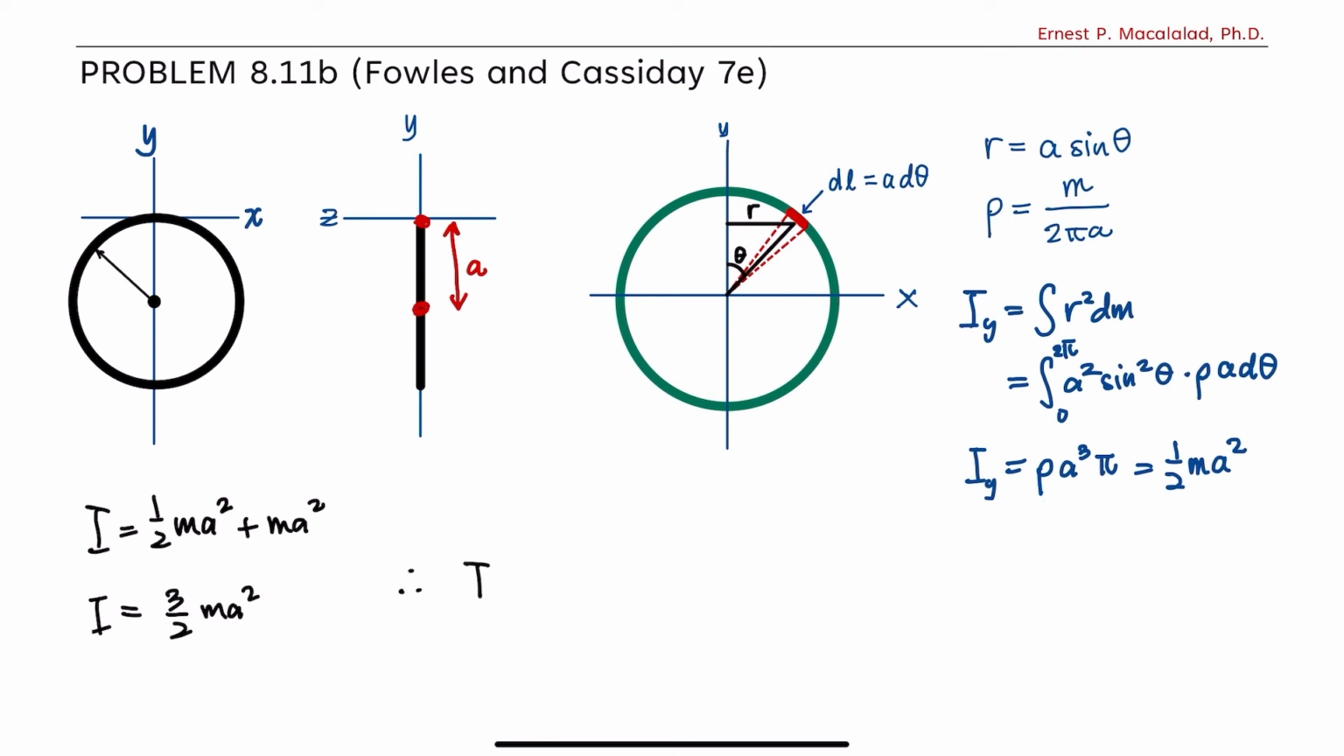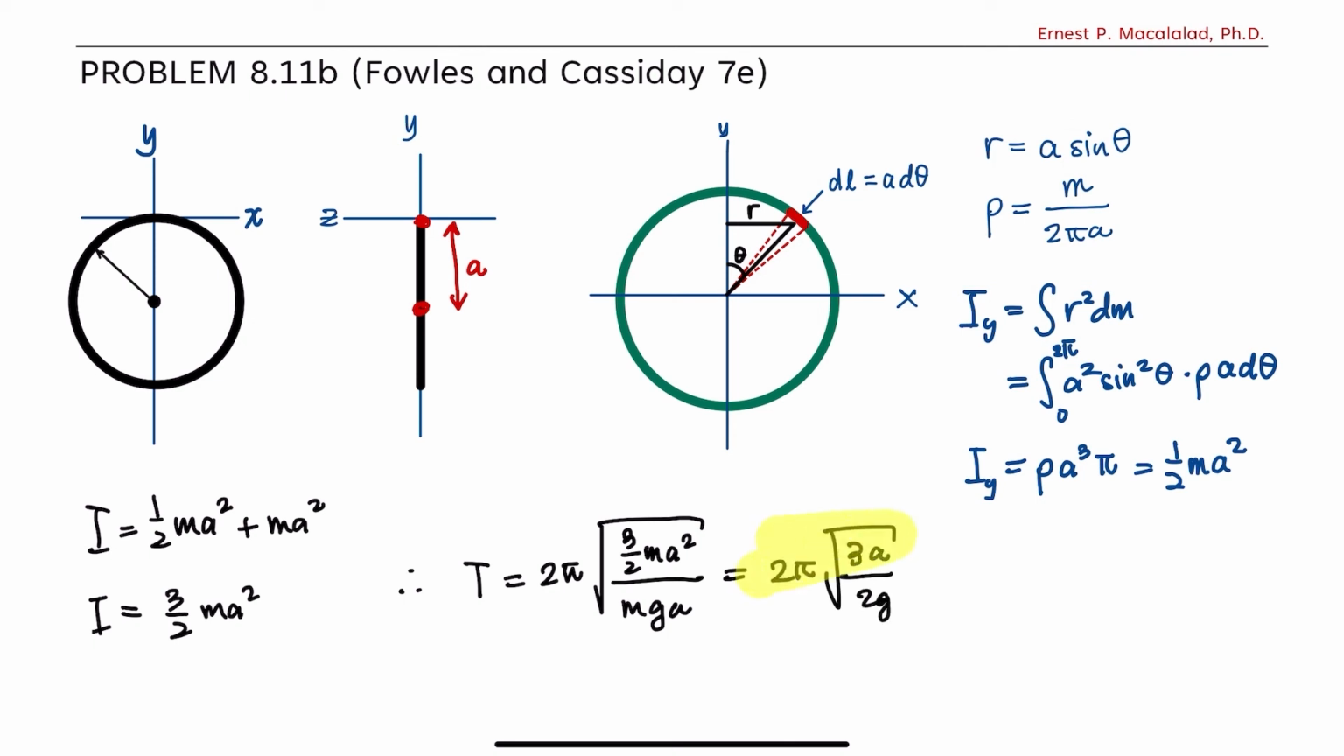So the period of this object that rotates about an axis along the plane of the loop, passing through the circumference, is equal to 2 pi times the square root of 3/2 ma squared divided by mga. Simplifying this, we have 2 pi times the square root of 3a over 2. That's it. This is the period of oscillation we are looking for.